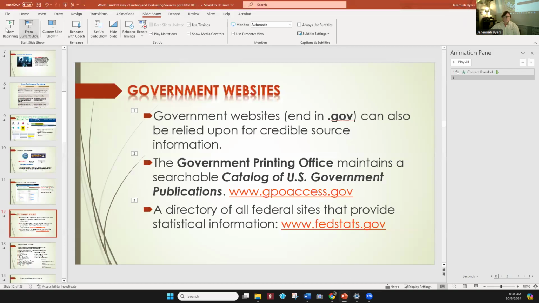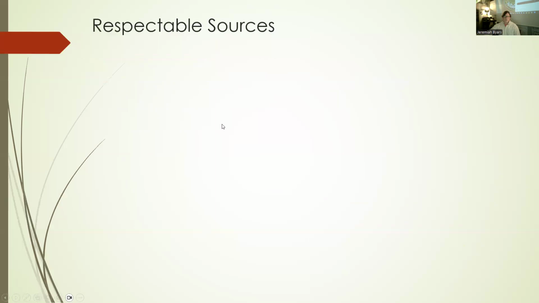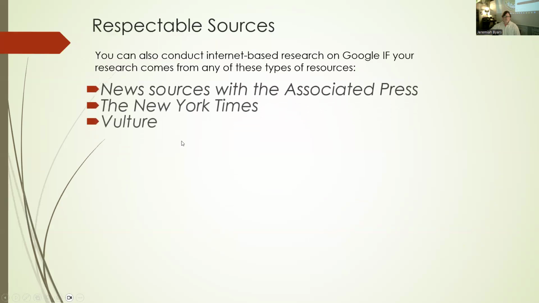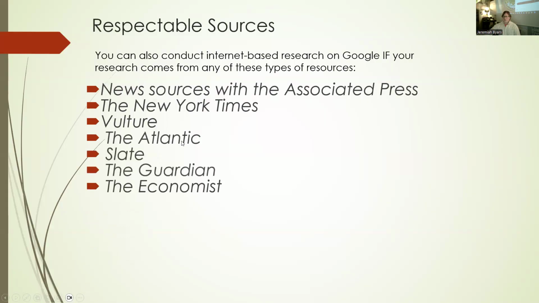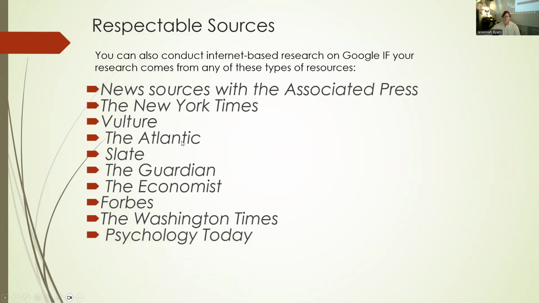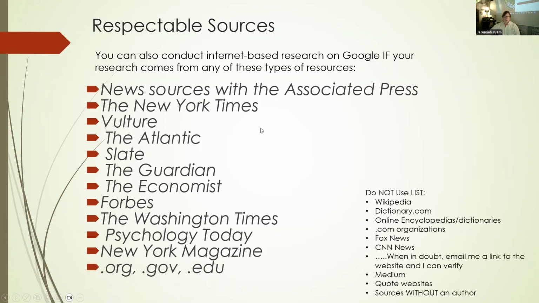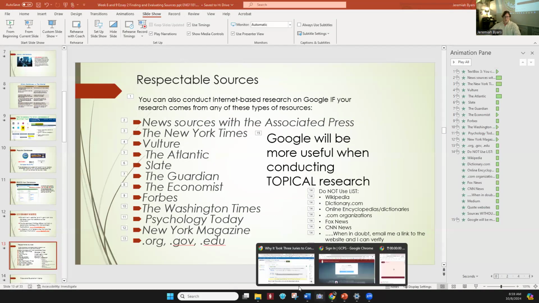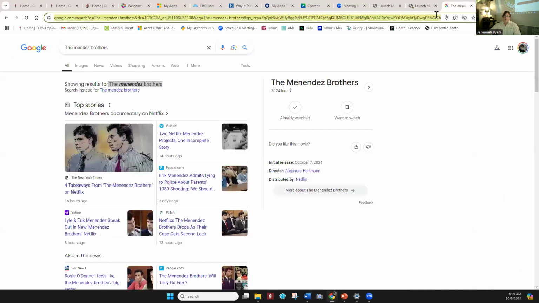So then I can go online to other websites like the New York Times, Vulture, the Atlantic, Slate, the Guardian, the Economist, Forbes, the Washington Times, Psychology Today, New York Magazine. Do not use Wikipedia, dictionary.com, online encyclopedias, dictionaries, organizations, Fox News, CNN News, Medium, quote websites, sources without an author. You don't ever use these websites in your paper. Now, I'm going to show you one thing, though. Wikipedia is not a place that you cite, but it is a place that you can begin.